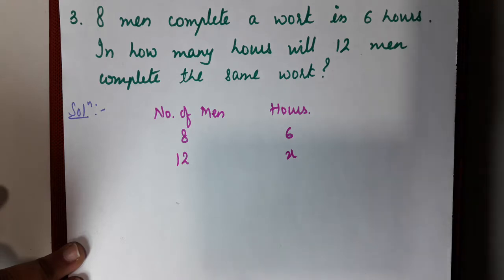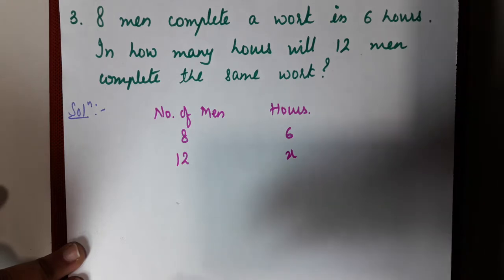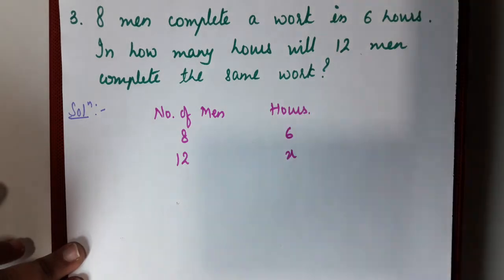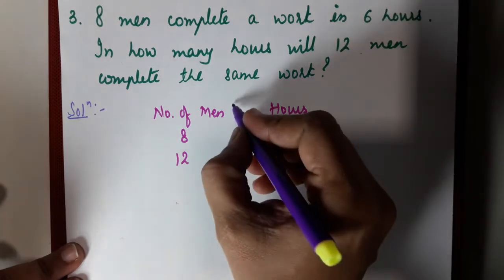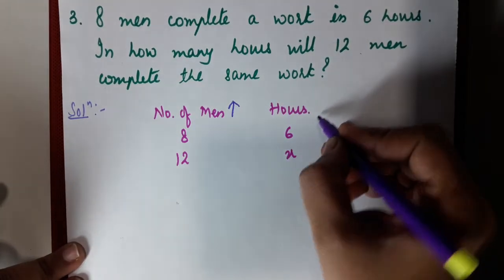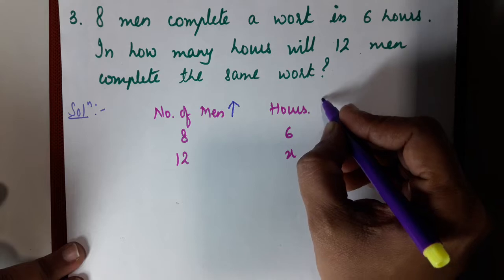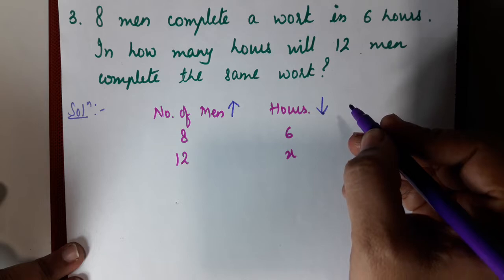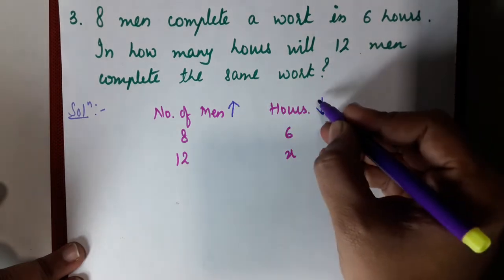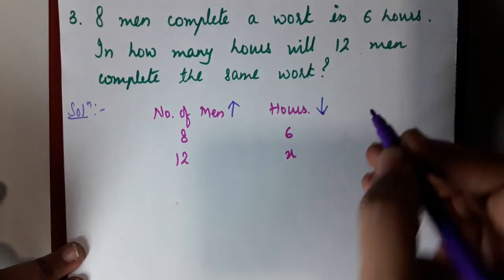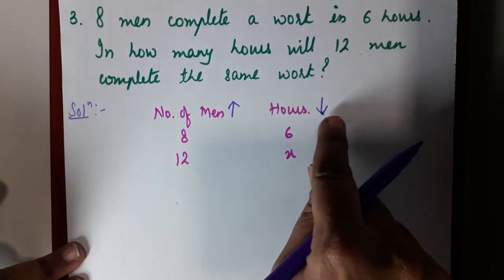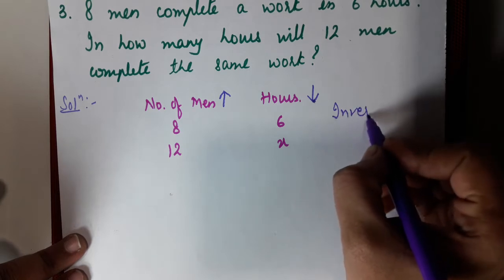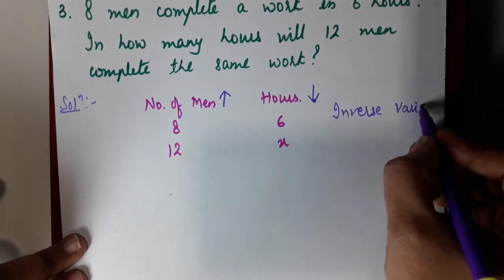So if for a certain task I employ more men, naturally the time taken will be less. So if I see here, my number of men has increased. So what will happen to the time required for completion of work? It will decrease. More men can do the work in less time. So the number of men has increased, so the time will decrease. So which kind of variation? One quantity increases, the other decreases. So this is an inverse variation.